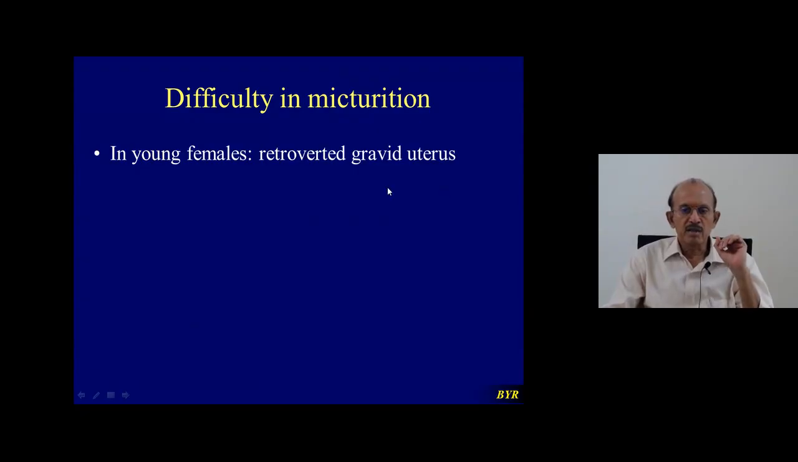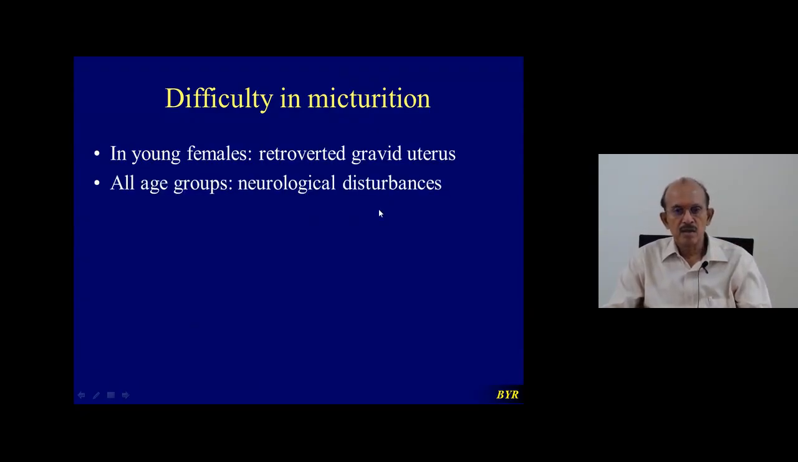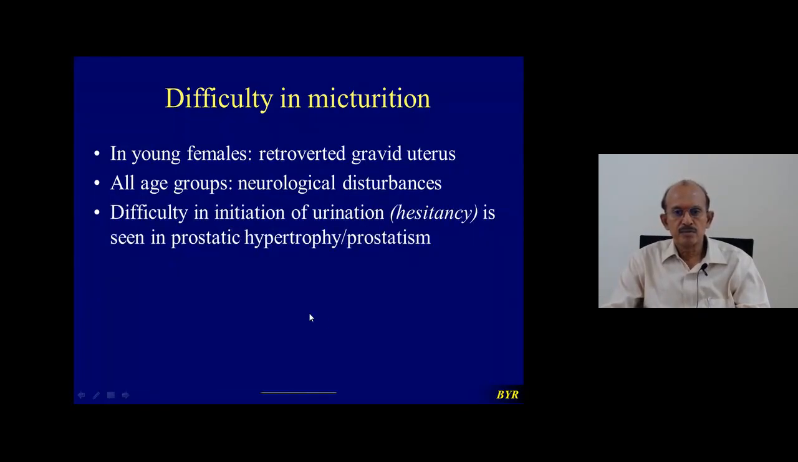In young females, it is due to retroverted gravid uterus. In all age groups, neurological disturbances. Difficulty in initiation of urination is seen in prostatic hypertrophy or prostatism. This is called as the hesitancy.